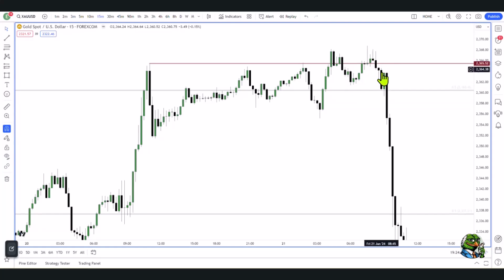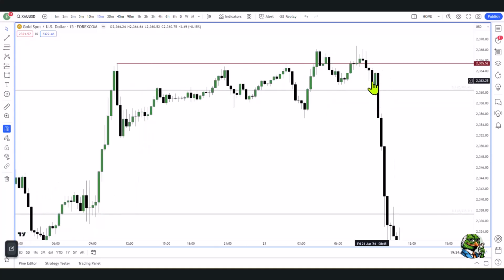That's the 8:45 to 9 a.m. candle, and most reversals occur at the new hour. So this candle here is the last 15 minutes within the 8 a.m.